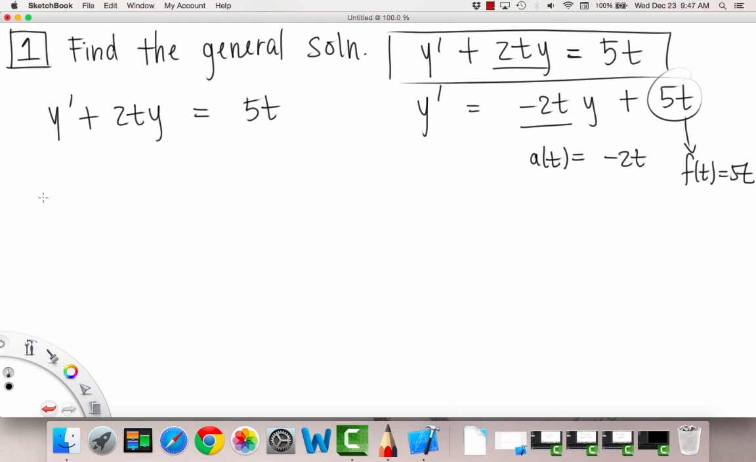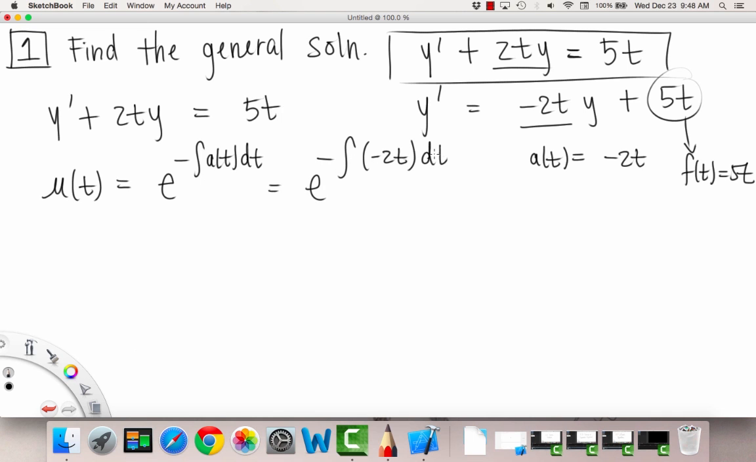To do that, we need a mu of t, which, according to the formula, is e to the negative integral of a of t dt. When we plug in our a of t, we have the negative of negative 2t dt, so the negatives cancel out and become positive. So our mu of t, our integrating factor, is equal to e to the integral of 2t, which is simply t squared. So our integrating factor is just e to the t squared.